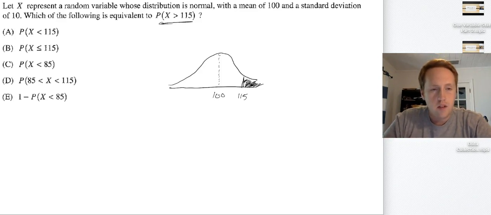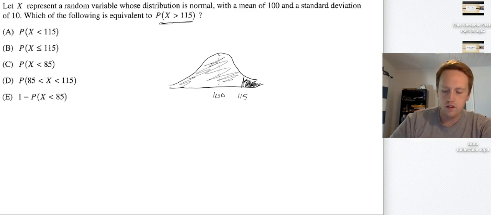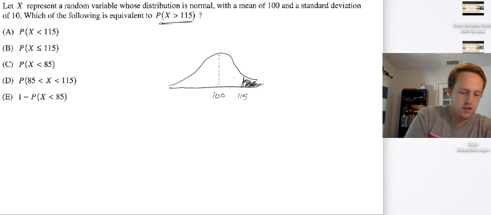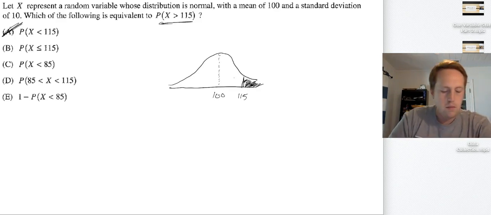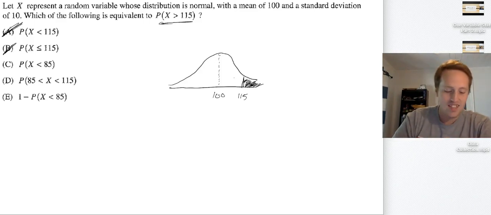All of these are going to basically be taking advantage of the symmetry, right? That's what we're looking for, something that symmetrically gives me that same amount. So the probability that X is less than 115, well, that would be all the rest of this, right? So that'd be all of this. That's clearly not the same. So that's not right. The probability that X is less than or equal to 115, that's the same answer as A. The probability that X is less than 85.